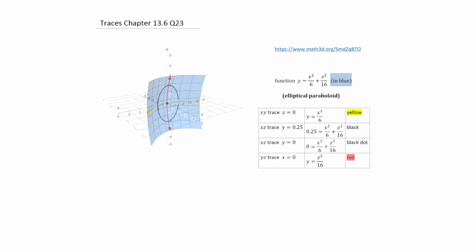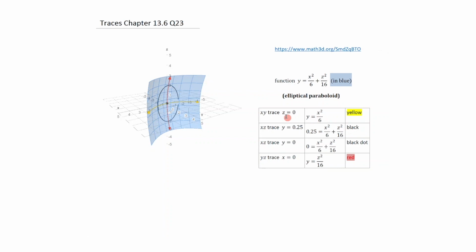So this problem is from chapter 13.6, question 23. If you want an interactive version of the function, it can be obtained by pressing the link here. The function is y equals x squared over 6 plus z squared over 16. It's the one indicated in blue. It's an elliptical paraboloid, and what we're going to do is look at 4 different traces.